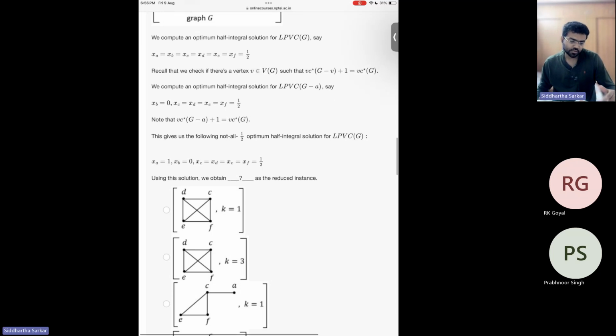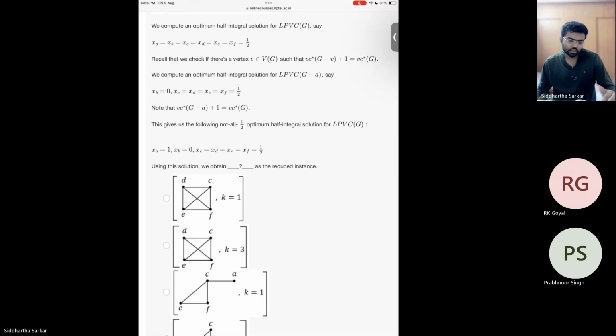So now the question is, using this solution, what are the reduced instances? It's slightly video specific, but what we have discussed so far is not video specific. So now consider this solution. You have reintroduced A and you are setting A to 1 and B to 0, and the rest of the vertices are half.